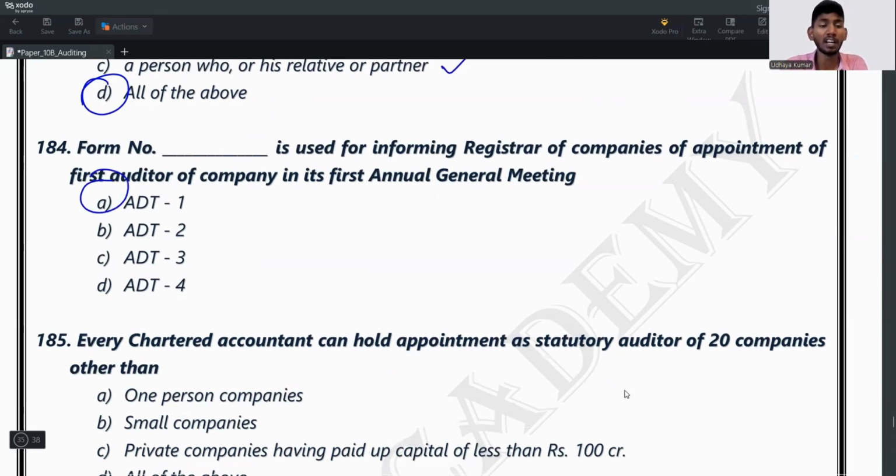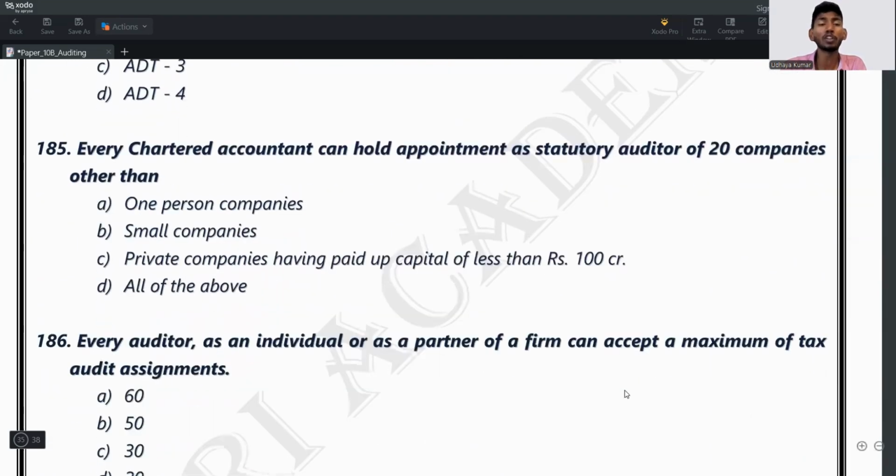It's the same repeated here. So moving to the next question, every chartered accountant can hold appointment as statutory auditor of 20 companies other than one person company, small company, private company having paid up share capital of less than 100 crores. So the right option is D, all of the above.